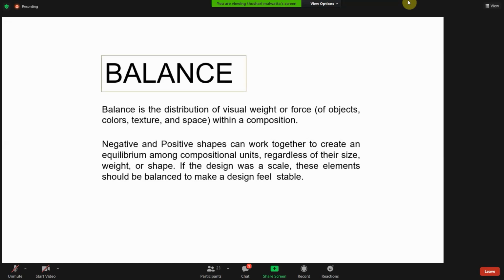If the design was a scale, these elements should be balanced to make a design feel stable. ඒ කියන්නේ balance තරාදියකට දැම්මා වගේ හැමතිස්සෙම අපිට stable feeling එකක් දෙන්න ඕනේ. එක පැත්තකට වැටෙනවා කියලා හිතෙන්නේ නැති වෙනවා.